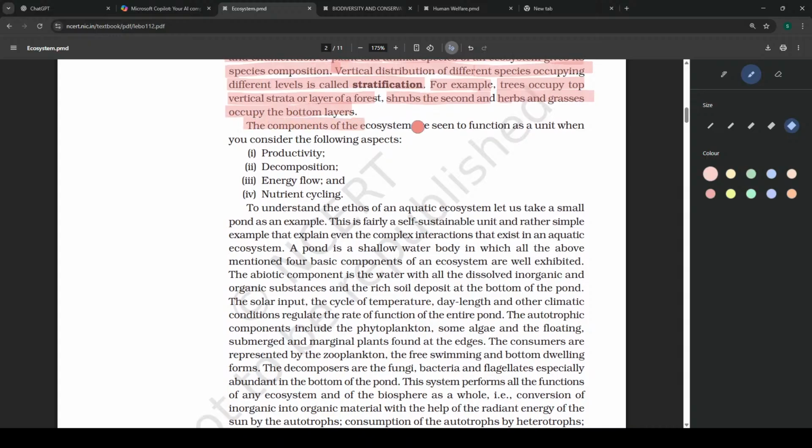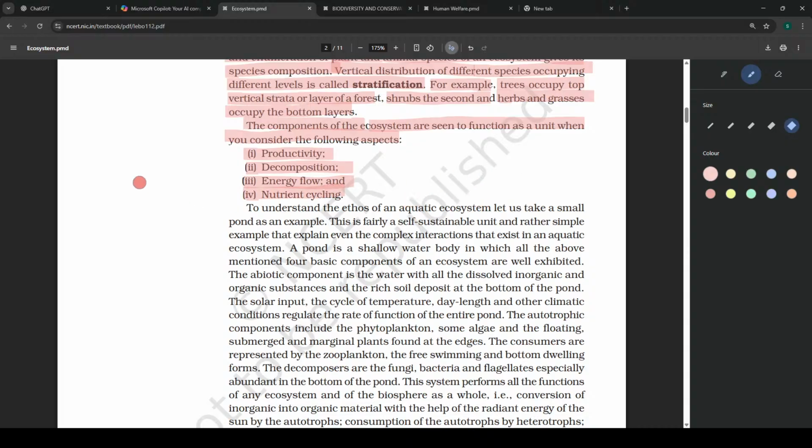The components of the ecosystem are seen to function as a unit when you consider the following aspects. They gave components of the ecosystem, like what can comprise an ecosystem. All the components of the ecosystem, that is living and non-living matter, are seen to function as a single unit when we consider productivity, decomposition, energy flow, and nutrient cycling.